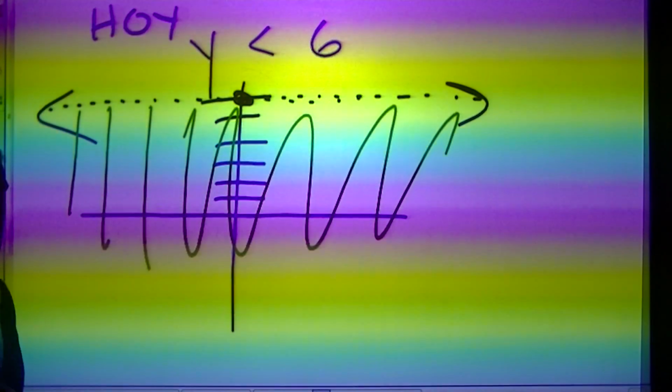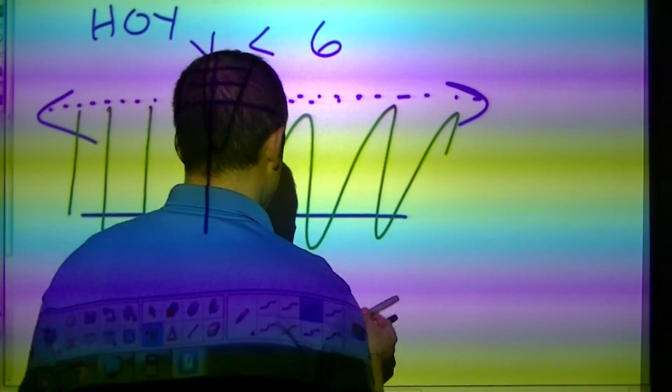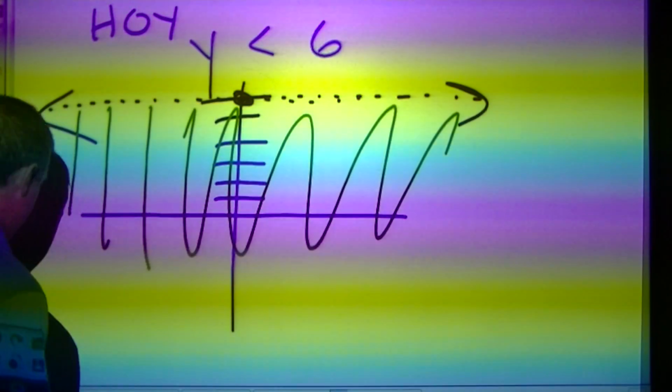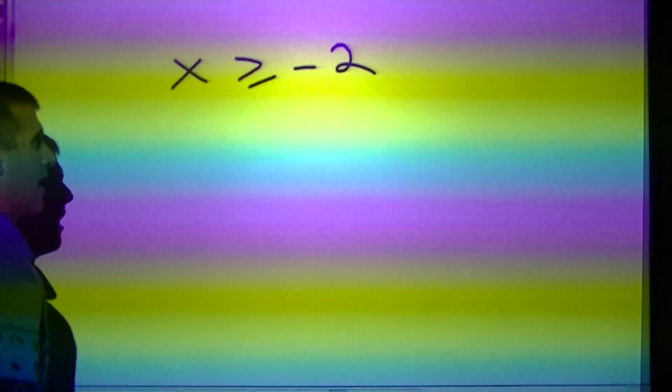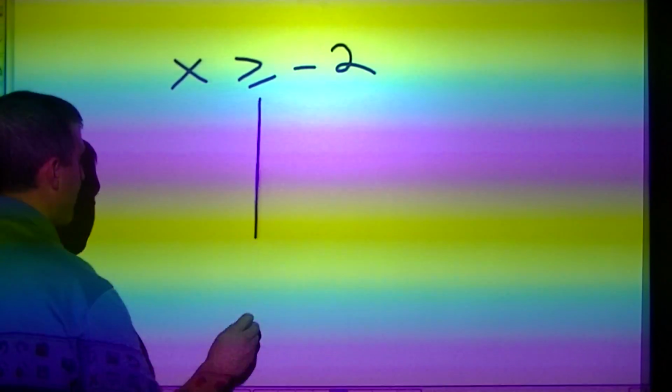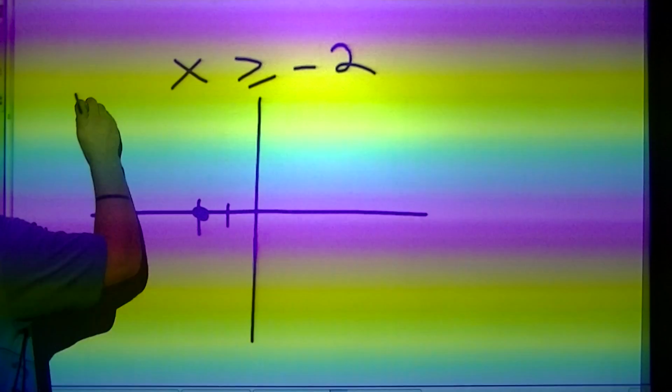Now, the tricky part sometimes comes into what happens when it's one of these. Let's say it's x is greater than or equal to negative 2. Now, we know from graphing that negative 2, that's a vertical line problem.